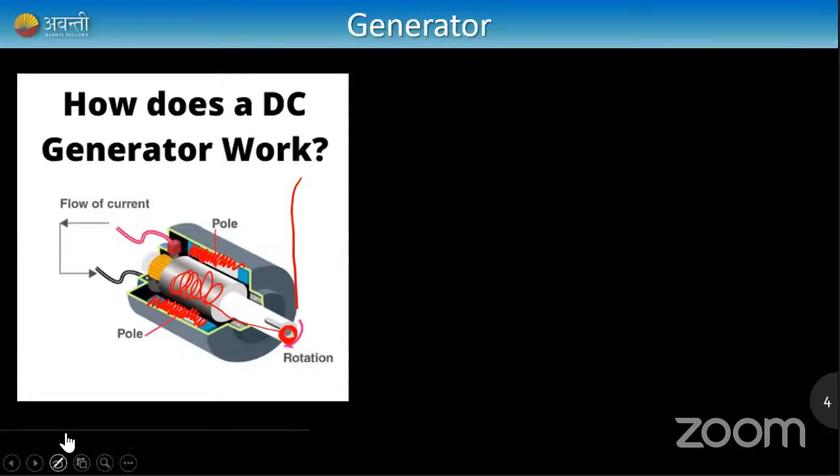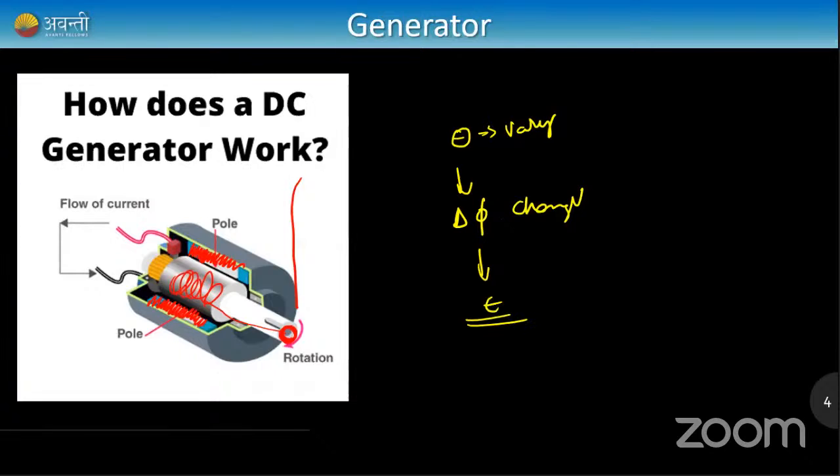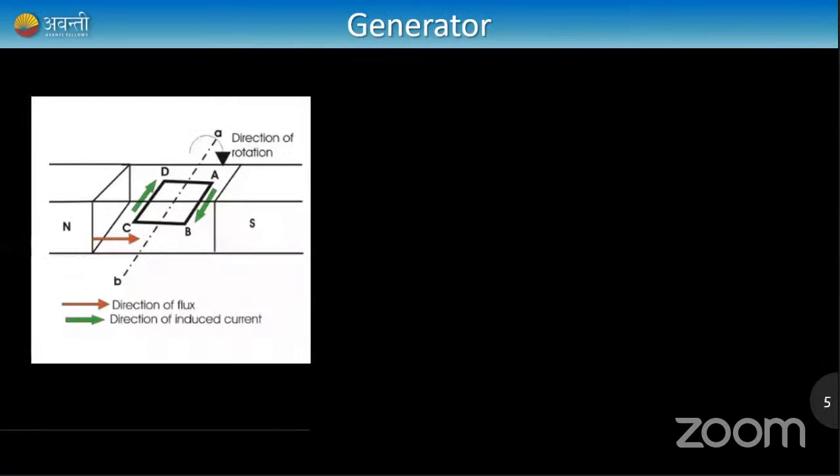So what's the principle? The generator works by changing the angle theta. When theta changes, phi changes, and when phi changes, EMF is induced. That's power generation, as simple as that. We can also derive the expression for how much electricity we generate and what kind of current it is, alternating or DC, using very simple derivations.